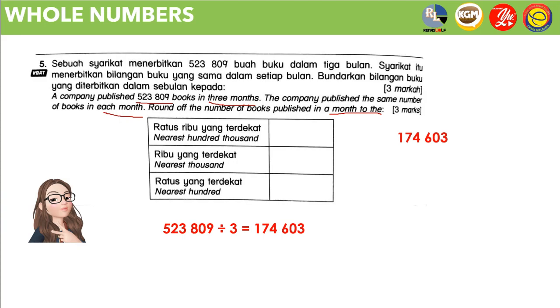Okay, look at the first one. Round off the number of books published in a month to the nearest 100,000. Which digit is the nearest 100,000? That is 1. So what will happen to all the numbers that we circle? They will be changed to 0. So the last 5 digits are going to be changed to 0.